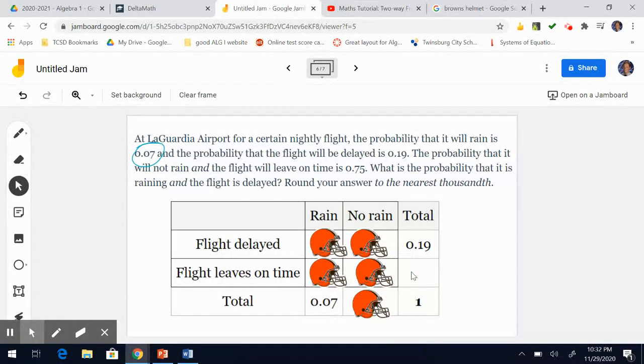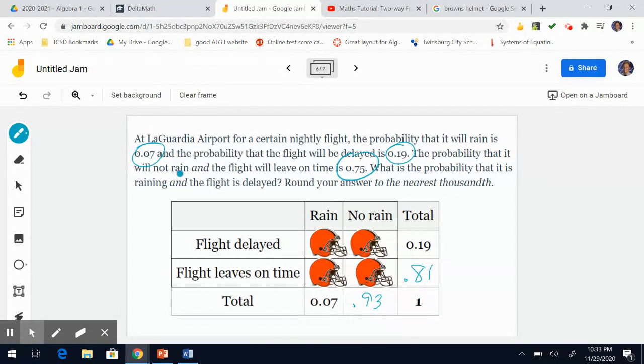So if we move this box, what's 1 take away 0.19? That gets us a total of 0.81. And then we can remove this box, and say that that's going to be 0.93 because we're going to take 1 and subtract 0.07. And now we need to get these boxes out of the way. What else did they give us? I'm sorry, I was just doing those boxes first.